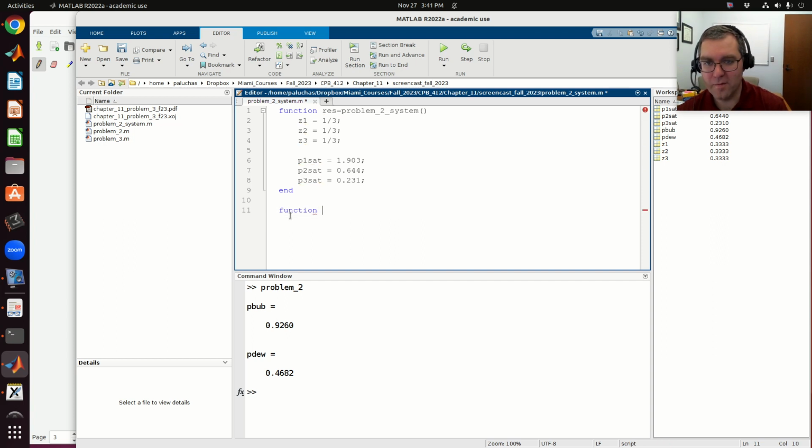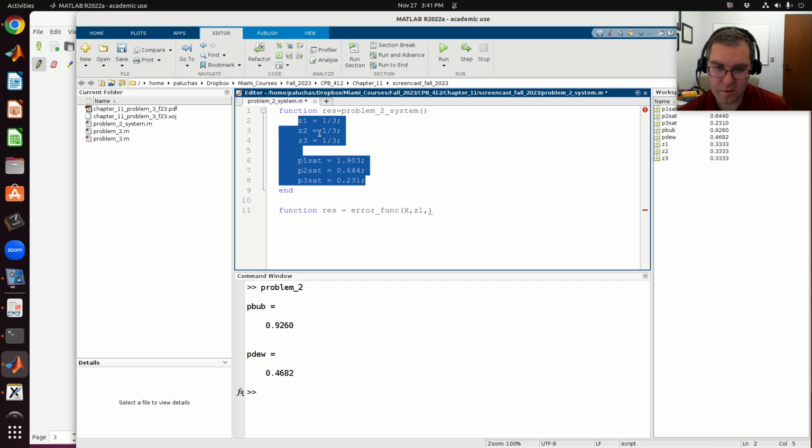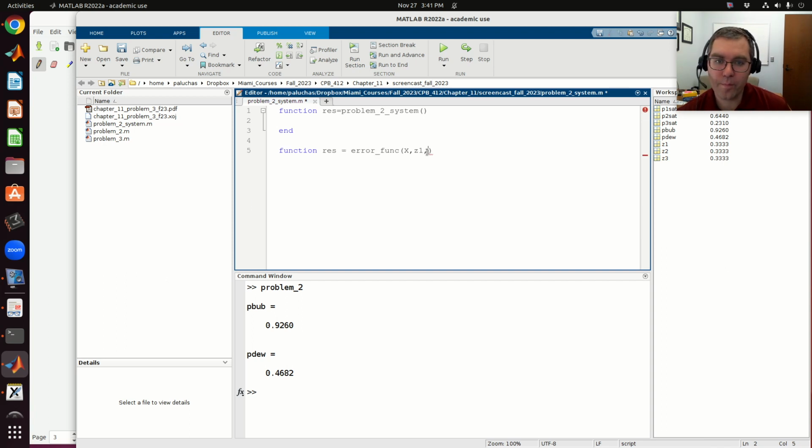Okay, so I'm going to have function res is equal to airfunc. Okay, and in terms of unknowns, it's going to have that unknown that I'm going to try and solve for, and then I'm also going to pass to it z1. And actually, what I should probably do is let me just hard code these. So let's keep it simple. Just have an unknown of x, and then I'm going to paste in what we have.